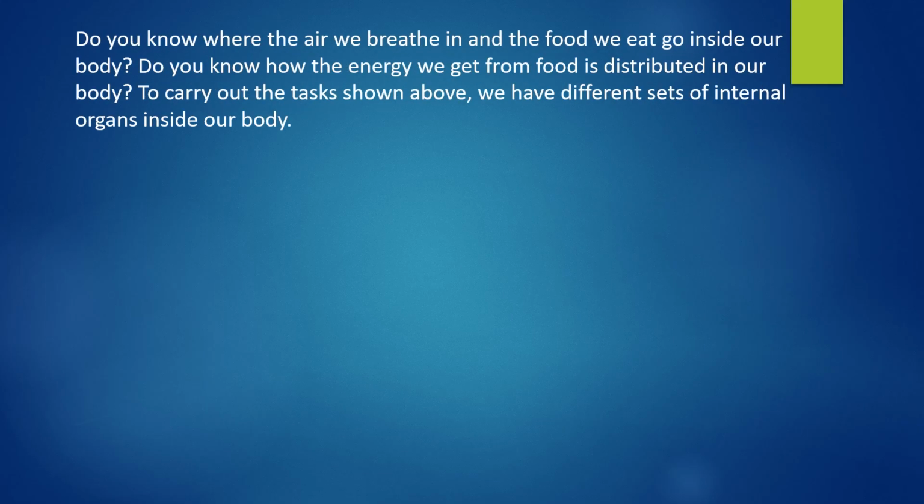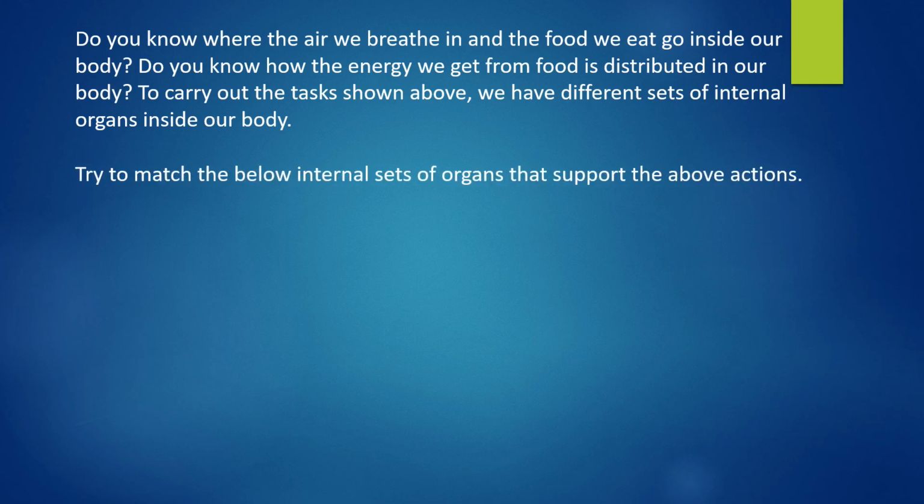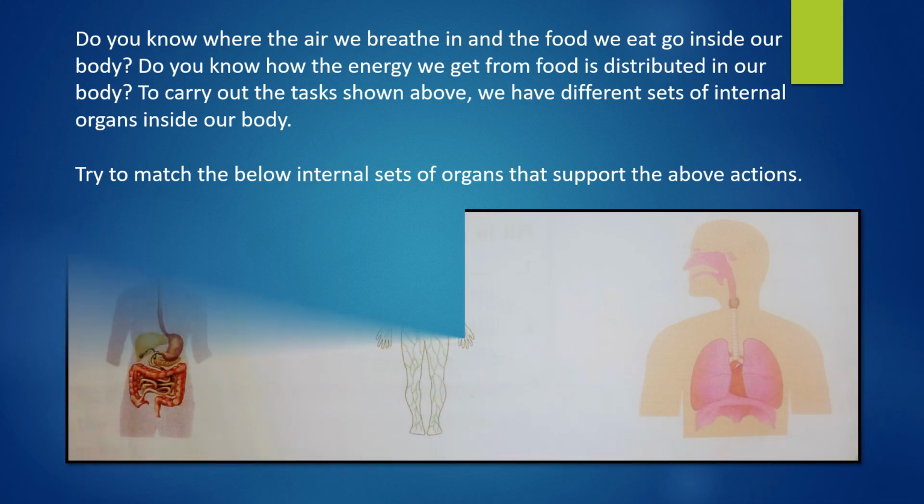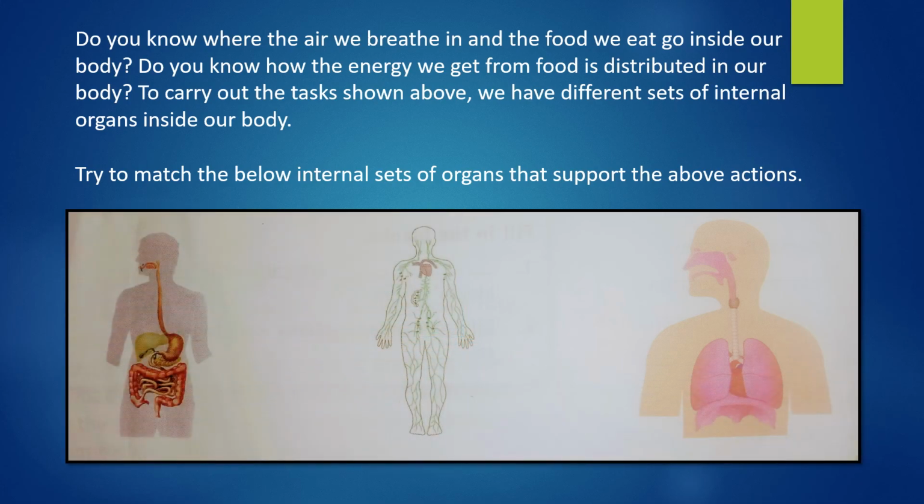Do you know where the air we breathe in and the food we eat go inside our body? Do you know how the energy we get from food is distributed in our body? To carry out the tasks shown above, we have different sets of internal organs inside our body. Try to match the below internal sets of organs that support the above actions. Here some organs are shown, and for what purpose each organ gets used.